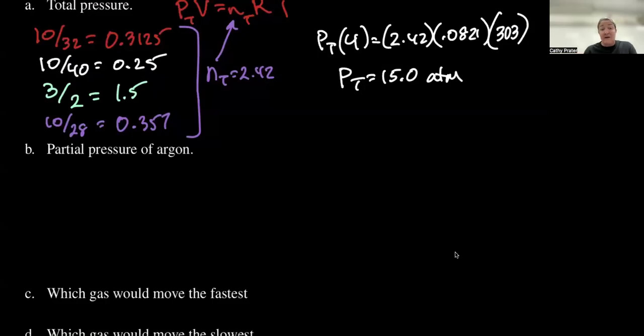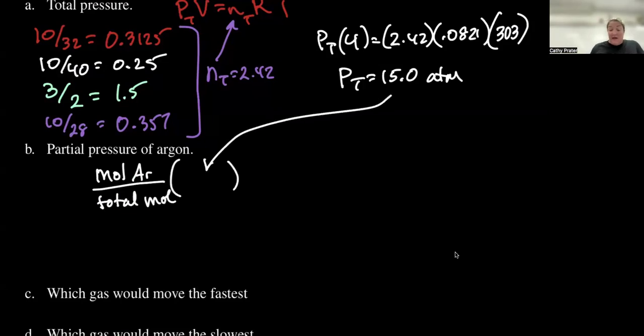Continuing the same problem, finding the partial pressure of argon. So there's two choices of how I can do it from here. I can either take the moles of argon over my total moles times this total pressure I just found, and that'll give me the partial pressure of Ar by taking the mole fraction and multiplying it by the total pressure.